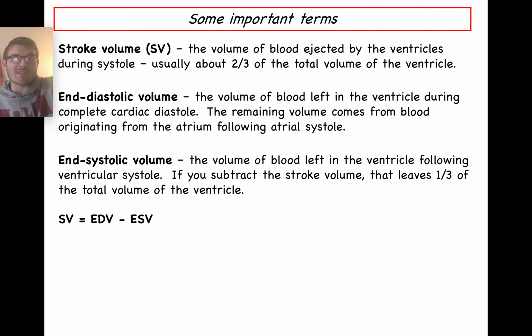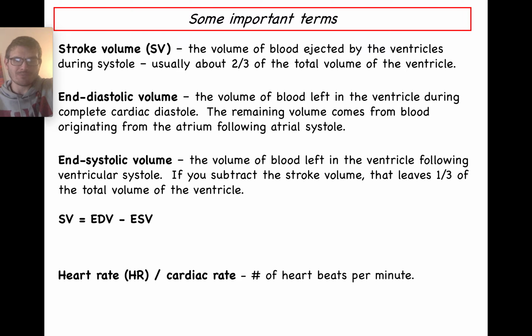So based on this terminology, we can derive a very easy and simple equation here. Your stroke volume, the volume of blood ejected by the ventricles during systole, is just the difference between the EDV and the ESV. In a typical common situation, your EDV will be about 120 milliliters and your ESV will be about 40 milliliters, which means your stroke volume is typically about 80 milliliters.